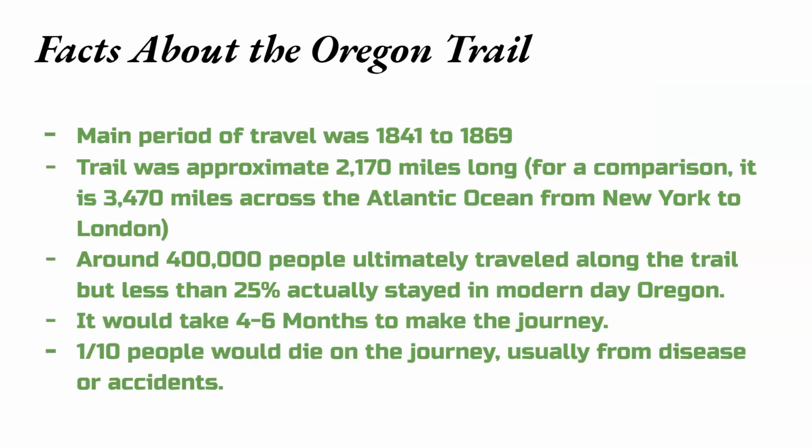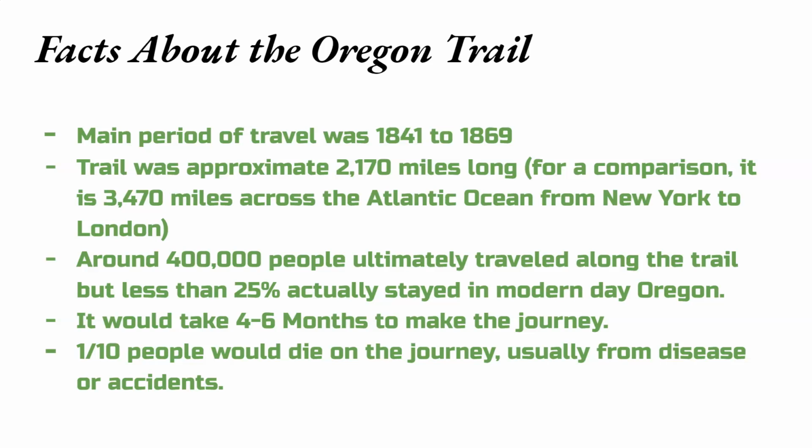Here are some facts that you might find interesting about the Oregon Trail. The main period of travel was from 1841 to 1869. The trail was approximately 2,170 miles long. For a comparison, it is 3,470 miles across the Atlantic Ocean from New York to London. So it's almost 2/3 of the way there. So you can imagine how wide the Atlantic Ocean is. Going from New York to London, it's about 2/3 of the way there.